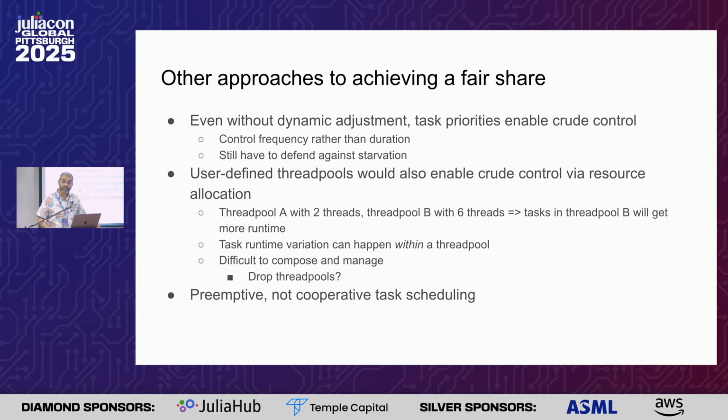But if we did have user-defined thread pools, we can sort of, through resource allocation, get some sort of control over how much tasks run. If you have thread pool A with 2 threads and thread pool B with 6 threads, you're giving thread pool B more resources, so it will run more tasks. And so you have some control over there.